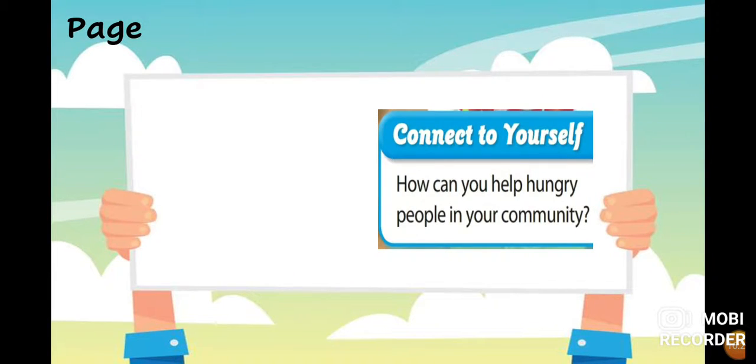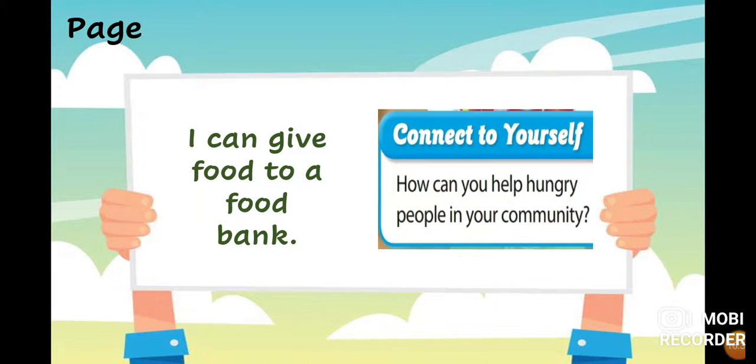So right now we answer the last question that we have in our book, and this is to connect yourself. How can you help hungry people in your community? Okay, you give me some ideas. For example, I have one idea. Okay, I can give food to a food bank.